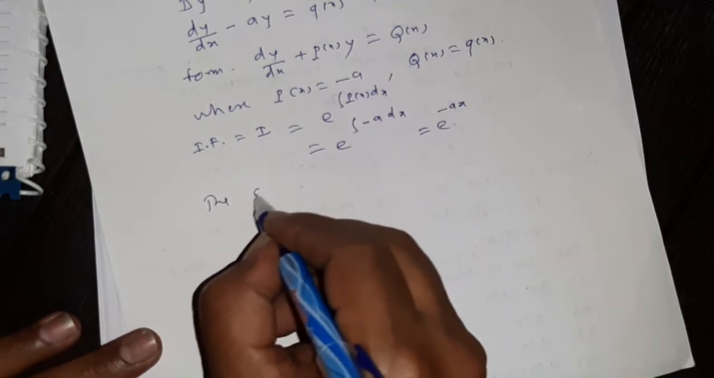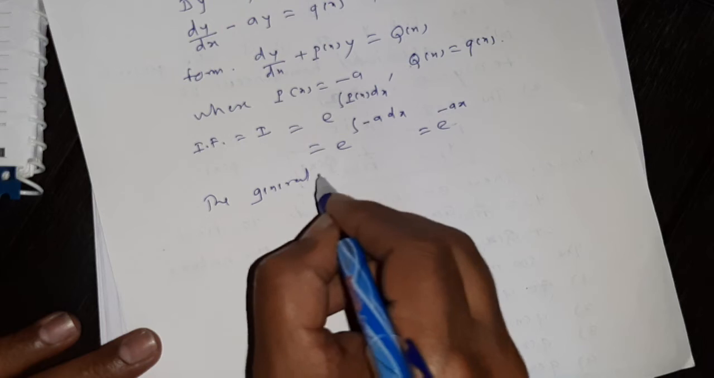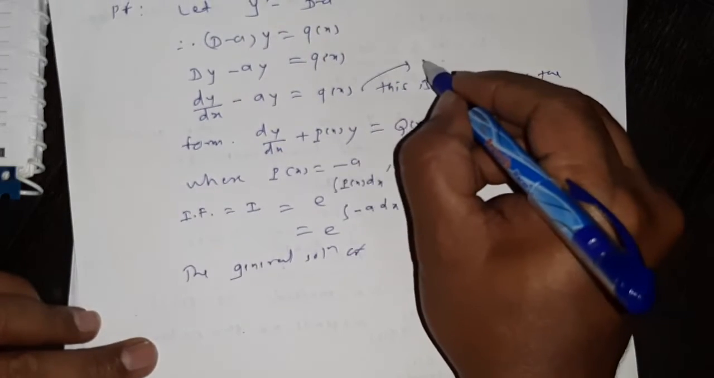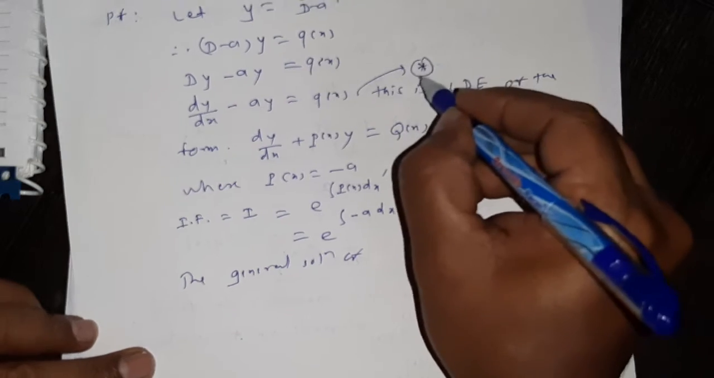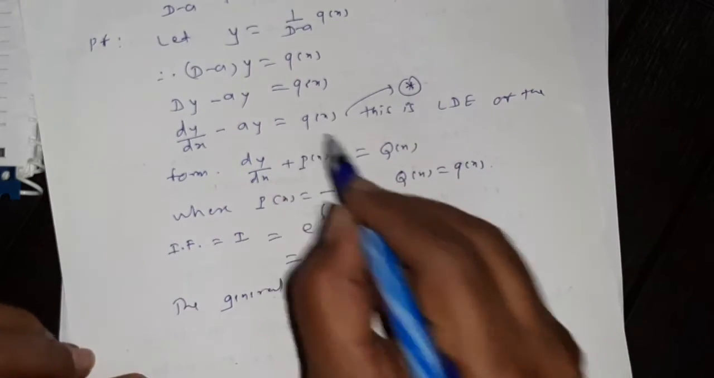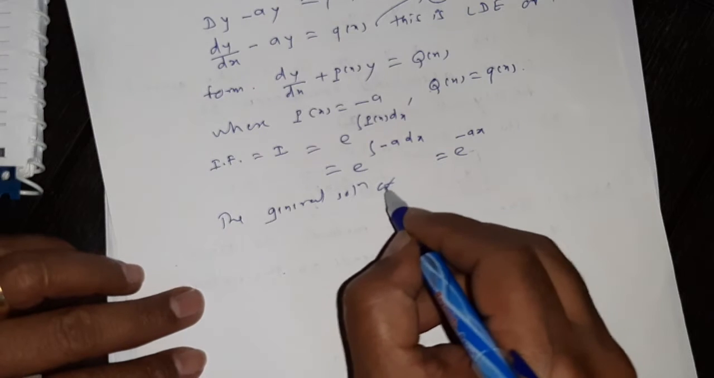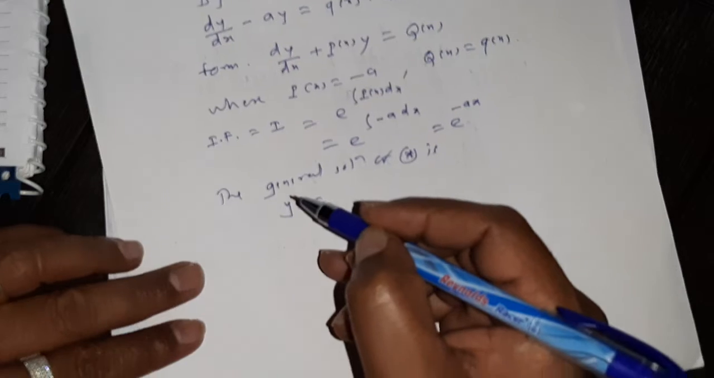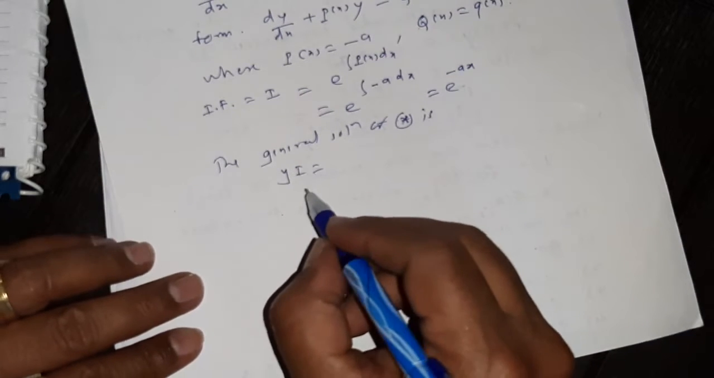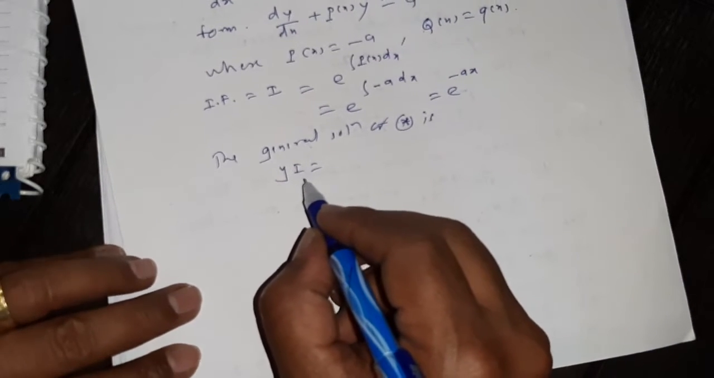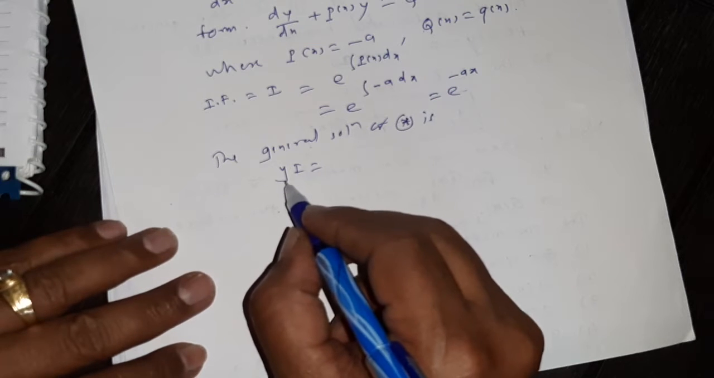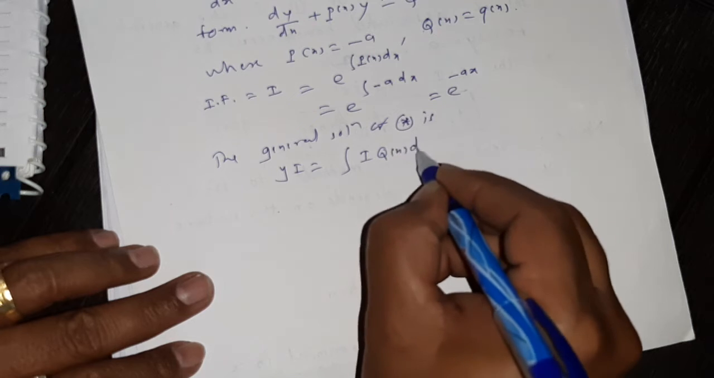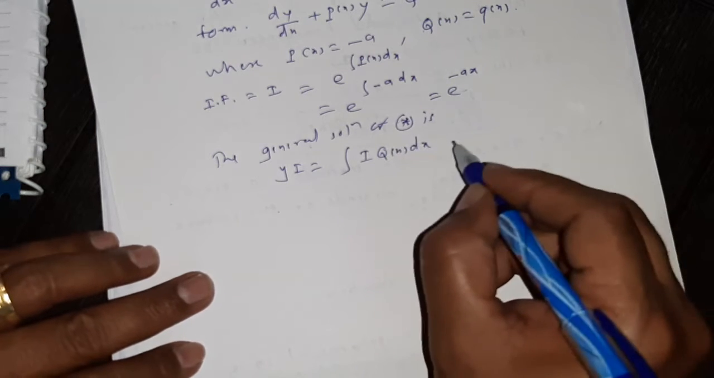And then what is the general solution of this equation? Suppose this is equation star. This is a linear differential equation, and the general solution of equation star is, y I, this is the formula to find the solution of a linear differential equation. What is the general formula? y I is equal to integration I into Q(x) dx plus constant of integration.